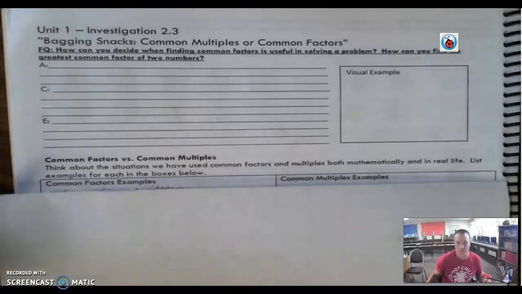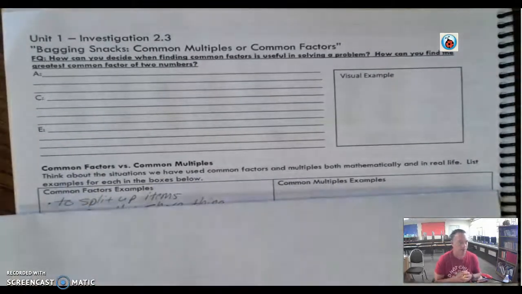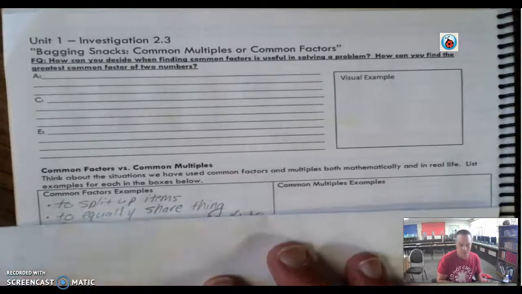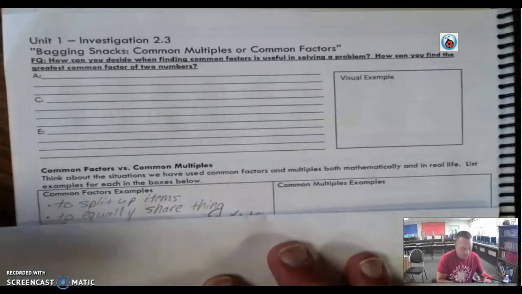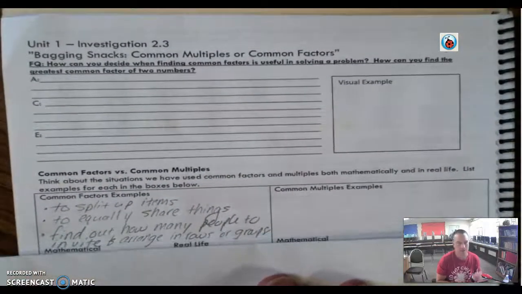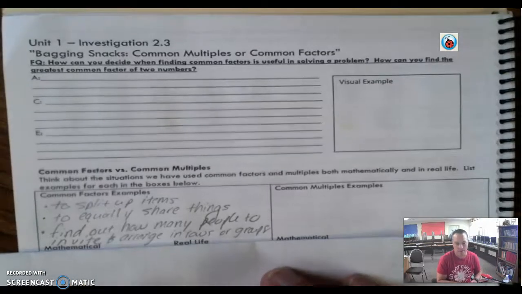Alright, so when we talk about common factors, some of the stuff that you need to understand about why we use common factors are, one, to split up items. So if you're having a party and you want to make sure that everybody gets equal supplies at the party or equal treats in the bag, you're going to use greatest common factors to equally share things. To find out how many people to invite to parties, that's one thing to do, or how many people to put in groups, those are factors. And then to arrange in rows or groups. So those are the ways that greatest common factors come into play.